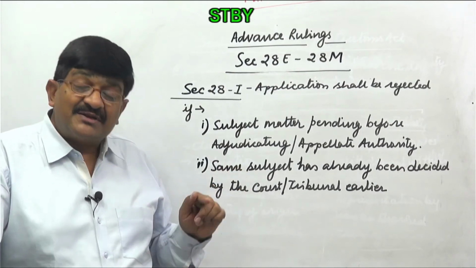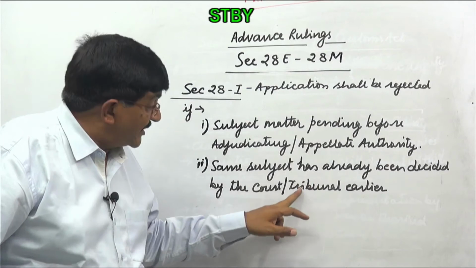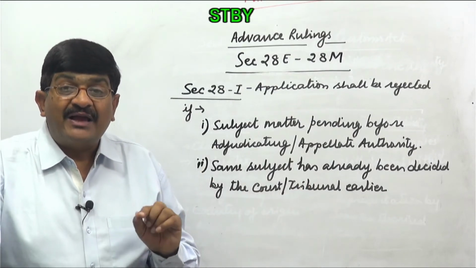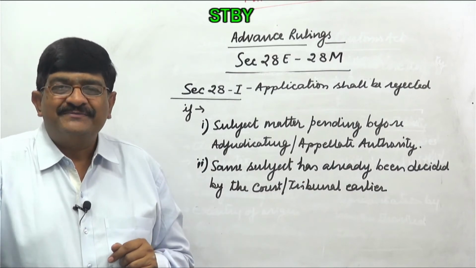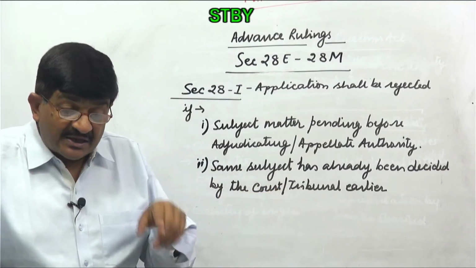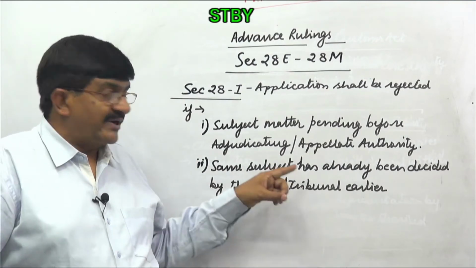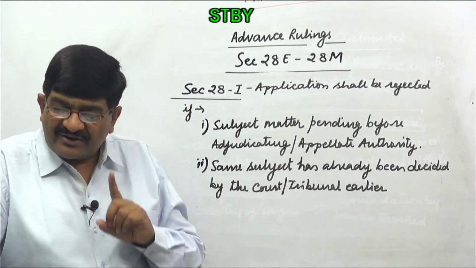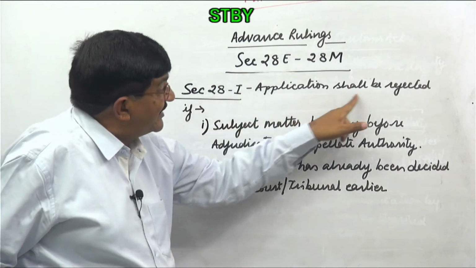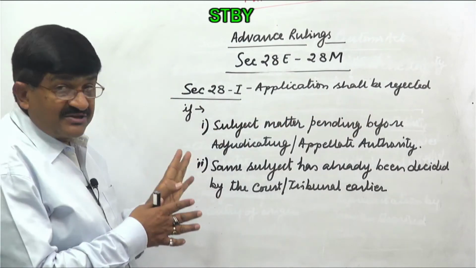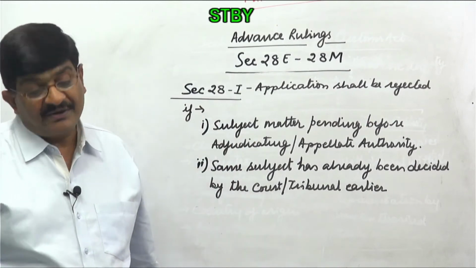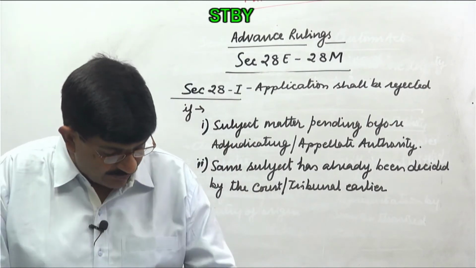So where similar subject matter has already been decided by the tribunal, that is appellate tribunal, or by the court, that subject matter will not be touched upon by an authority for advance ruling. Because if this is the situation and the authority gives an advance ruling, that will be contradicting the court. That is not possible. So these are two situations in which application shall be rejected. Any other situation, discretion. But in these two situations, no discretion, it cannot be allowed. Okay, now that is one part.